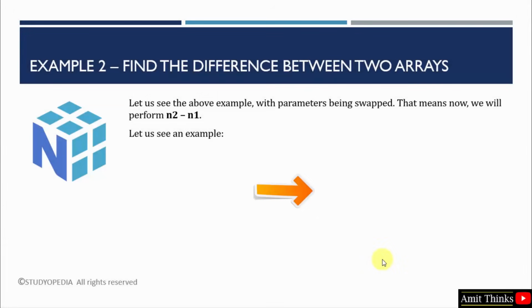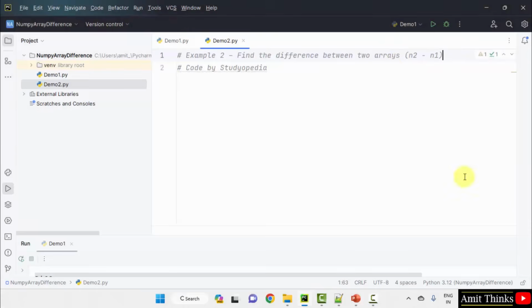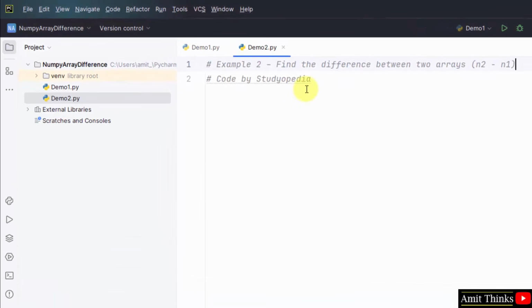Now let us see the second example. What we'll do, we will just swap the parameters and perform n2 minus n1. That is the second array minus the first array. Here it is n2 minus n1. Let's see. So herein we have our example n2 minus n1 we will perform.